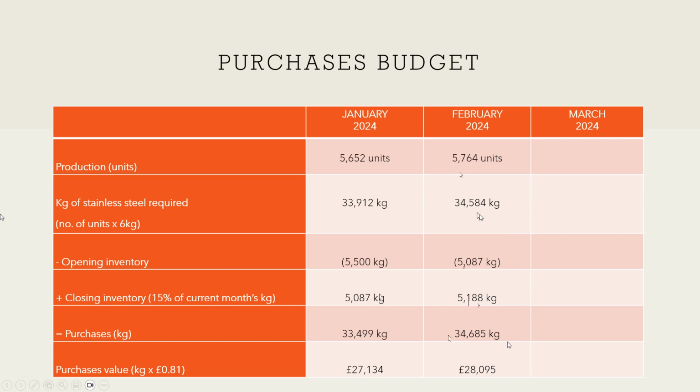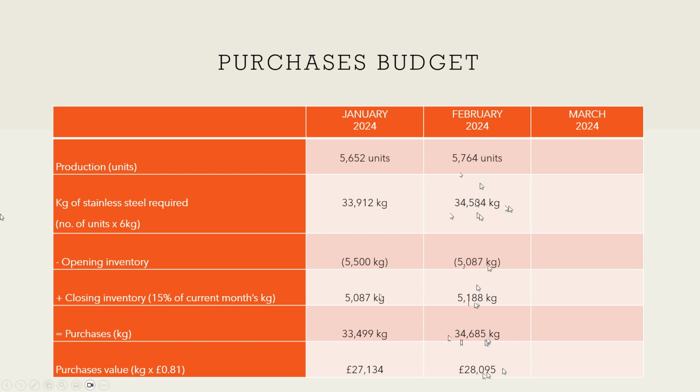So we need to buy 34,685 kilos, and that will give us a purchase value of 28,095. So basically what we're buying here is the number of kilos that we need to satisfy production, and then we're allowing for either the increase or decrease in inventory. In this case, it's an increase from the start to the finish. So we're going to need to buy 34,685.